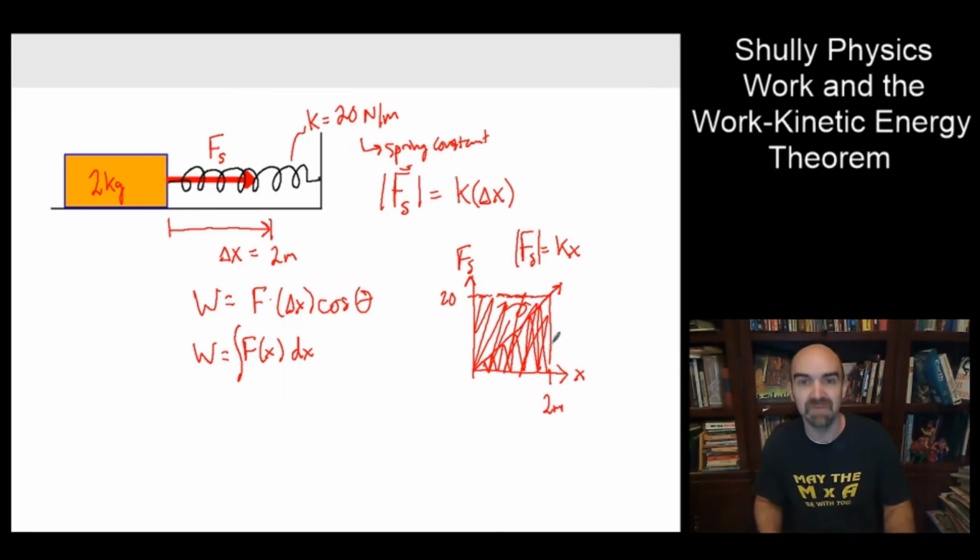But in this case, the force is increasing. It's not a constant. So we can't look at the whole rectangle. We just need to look at what's underneath this plot.